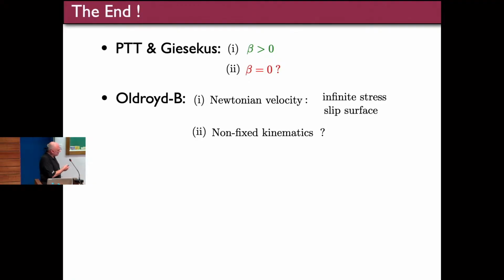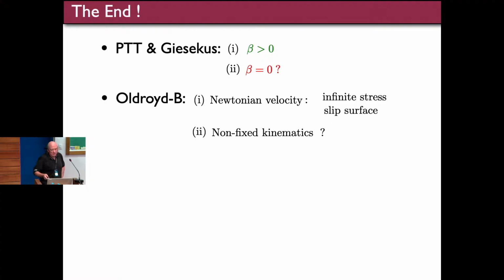What I described here was essentially the Oldroyd-B behavior in the Newtonian velocity field, because that was the field appropriate to PTT and Giesekus. So in other words, it was fixing the Newtonian velocity field for Oldroyd-B. And the conclusion is there's an infinite stress at the slip surface.